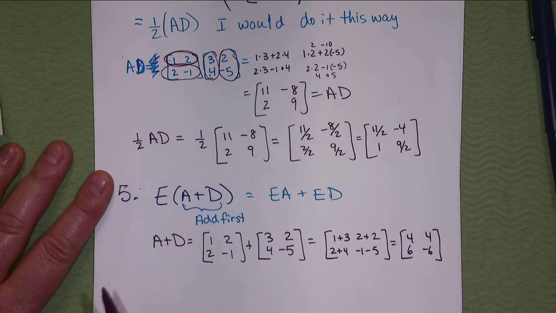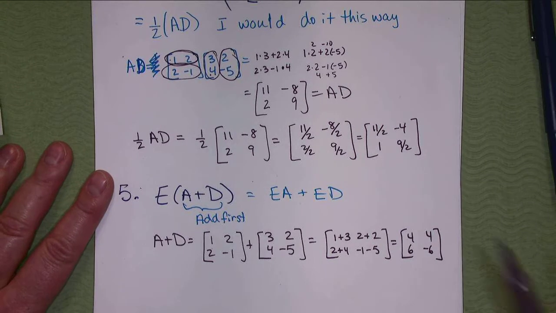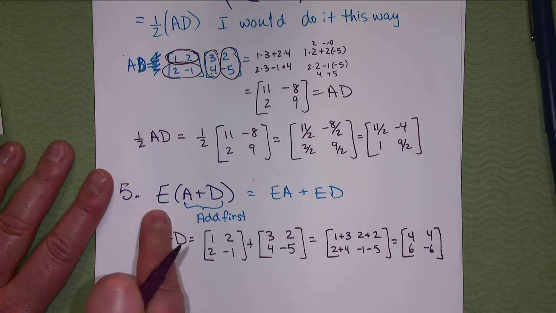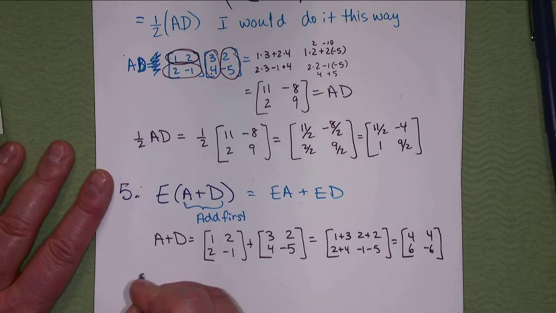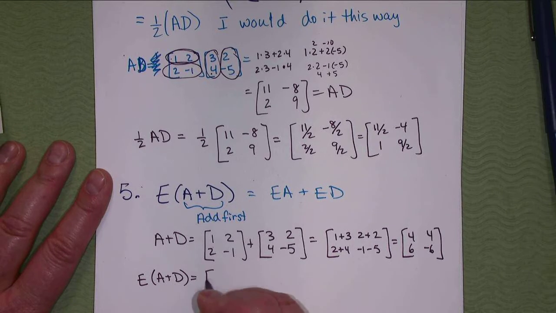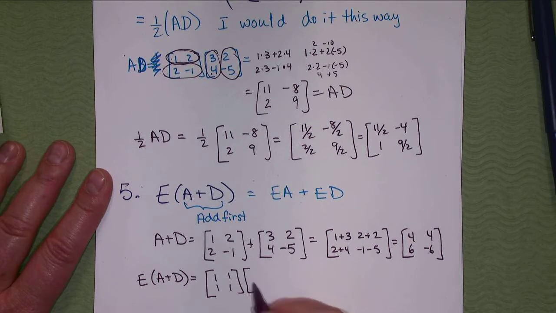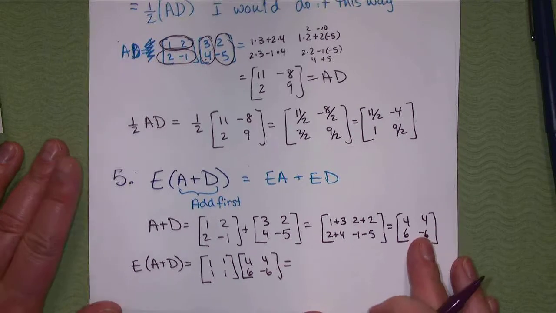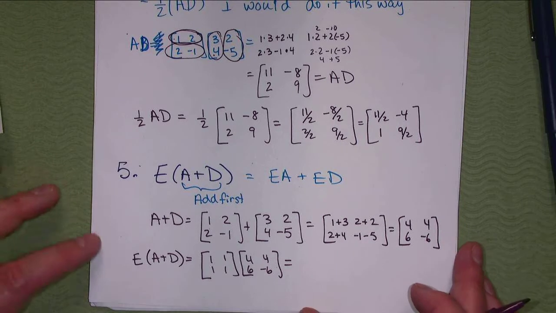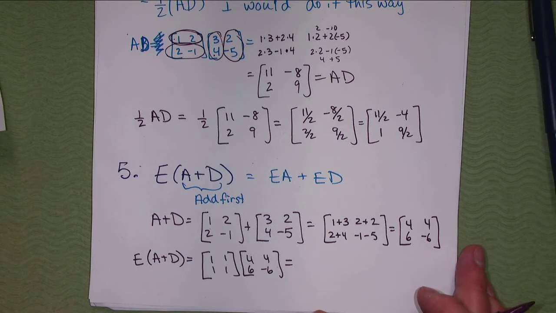Now what do we do? Multiply by E, but be careful because E was in front. You have to put it in front. So you have to do E times A plus D. So E is 1, 1, 1, 1. Yeah, so is that just going to give us the same thing back? No, because it's not 1's down the diagonal and 0's everywhere else. This isn't multiplying by the identity.